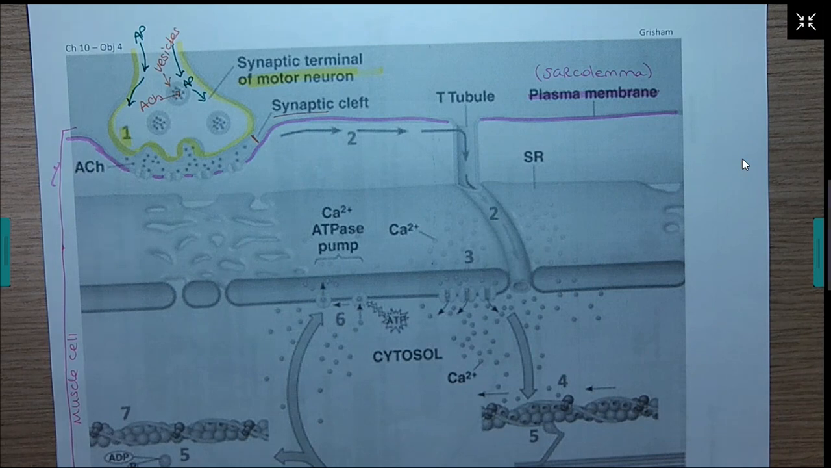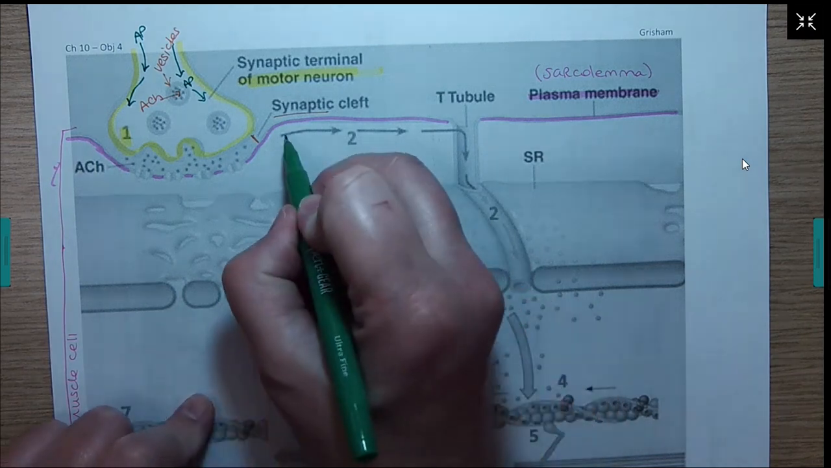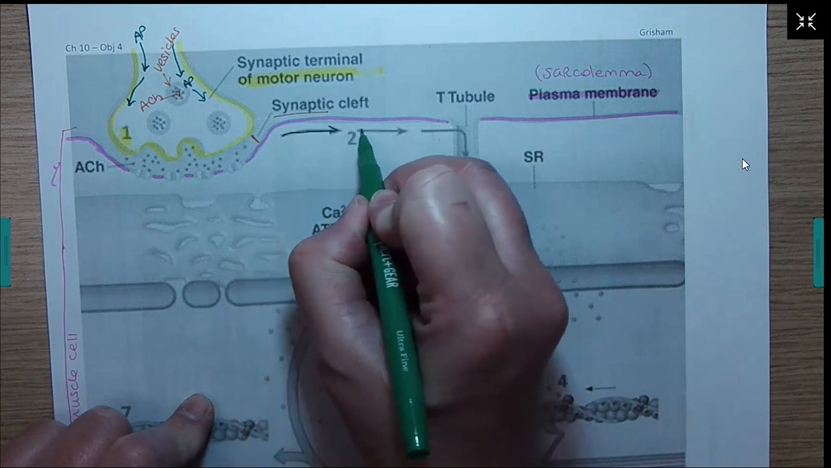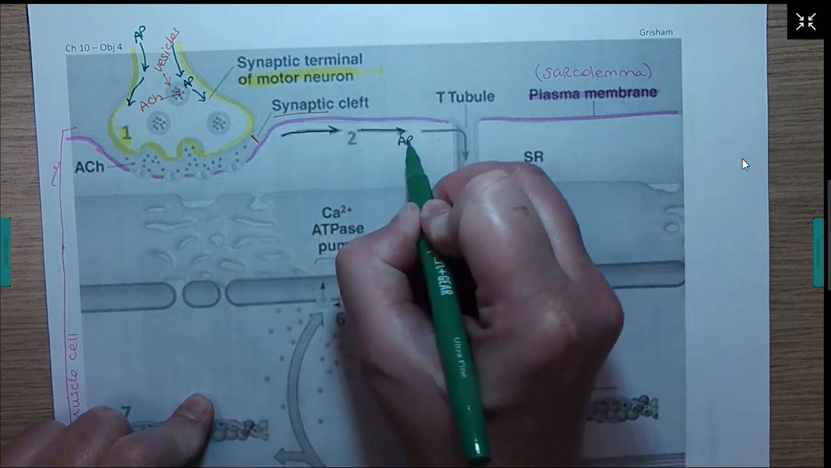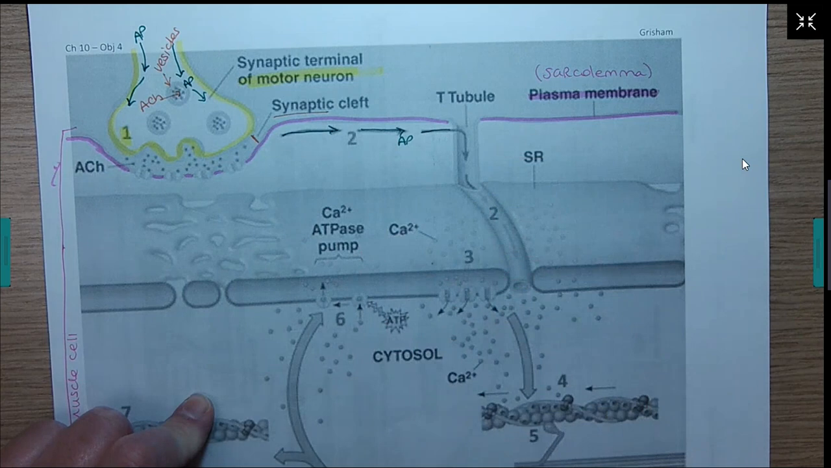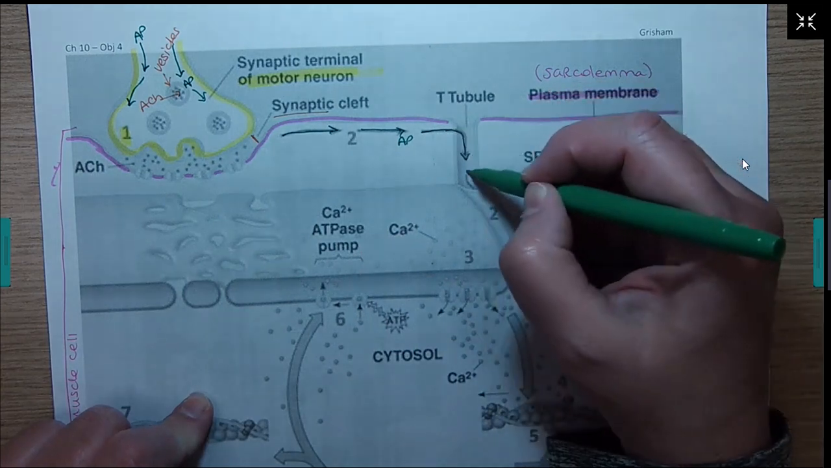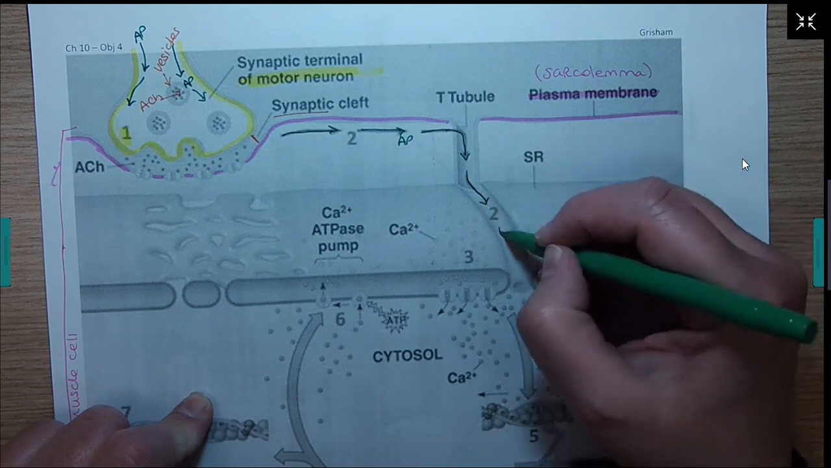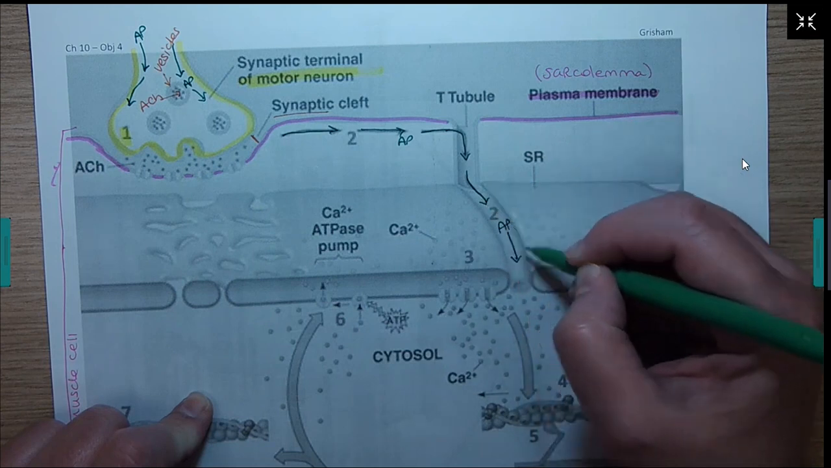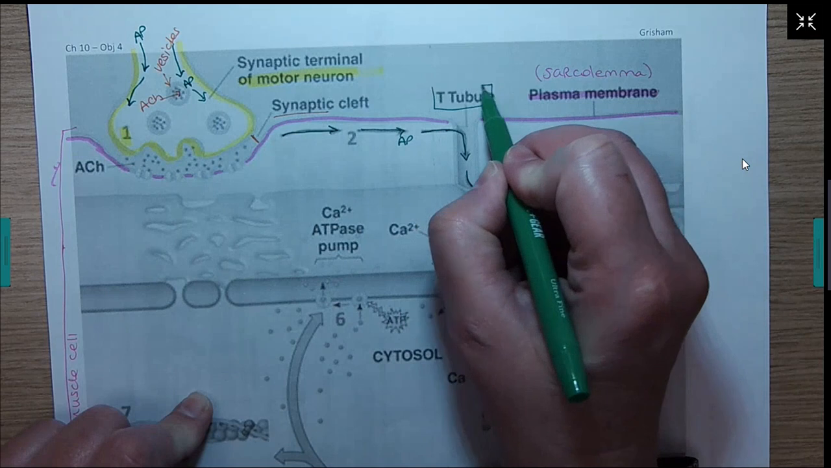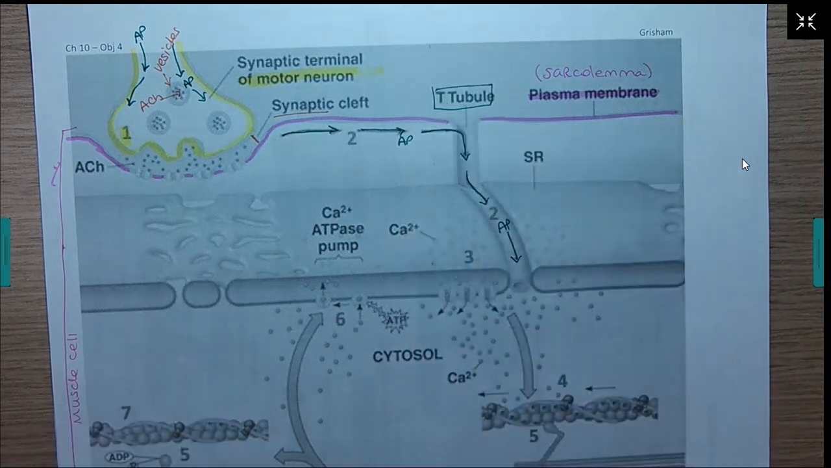So the action potential is going down or going across the sarcolemma, and it's going to go into the T-tubule. So this is the action potential going into the T-tubule right here. That's number 2.